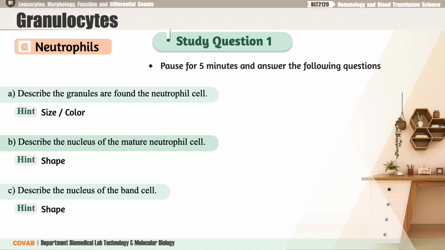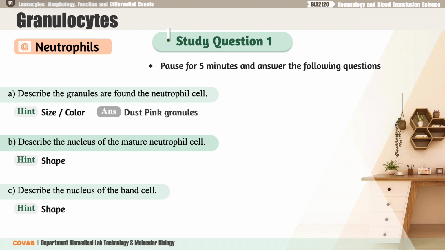Let's reflect back on what we've just studied by looking at the following study question. A. Describe the granules found in a neutrophil cell. Hint will be the color and size. B. Describe the nucleus of a mature neutrophil cell. Hint would be the shape. C. Describe the nucleus of a band cell. Hint would be the shape.